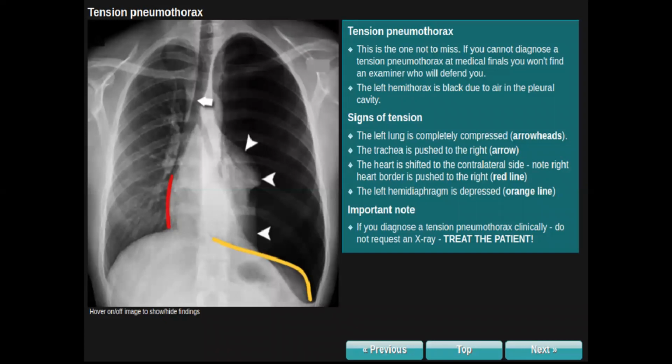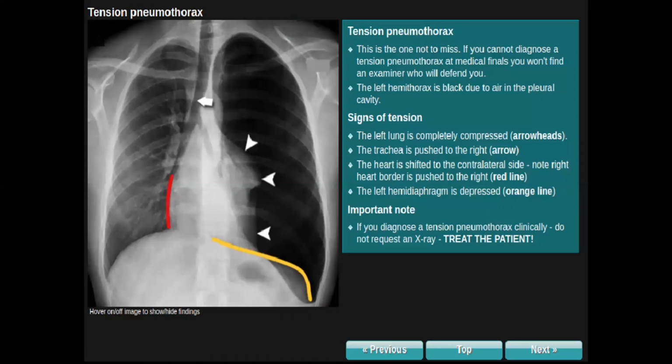Now, tension pneumothorax: this is the one that you do not miss, and it's a medical emergency, so you need to know how to read this. If you cannot diagnose a tension pneumothorax at medical finals, you won't find an examiner who will defend you. It is that important. Then the left hemithorax is black due to air in the pleural cavity.